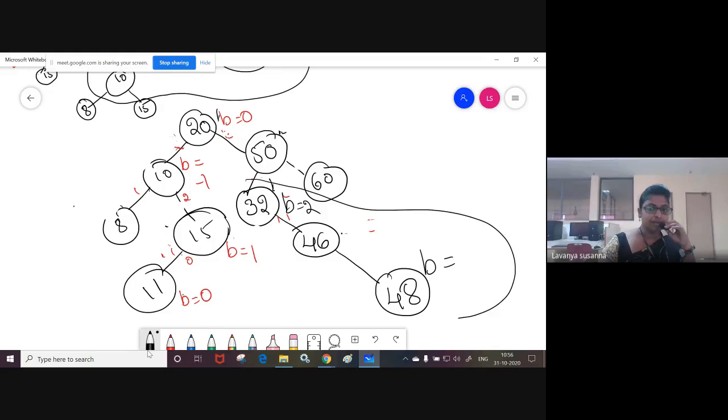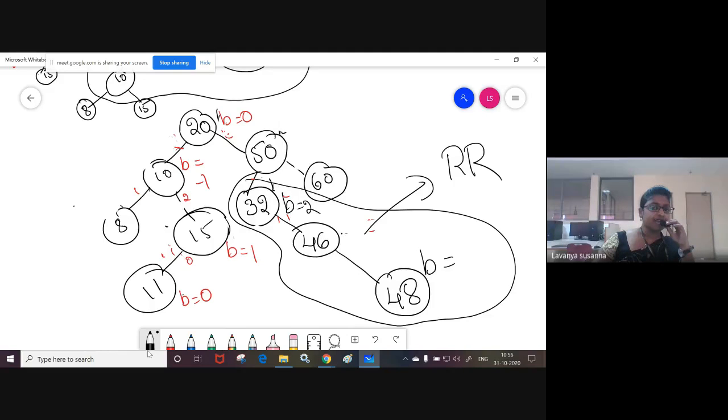Now please apply rotation, RR rotation. You need to apply RR rotation. That means rotate left. At 32 you get balancing factor B equal to 2, so at node 32 you need to apply RR rotation.